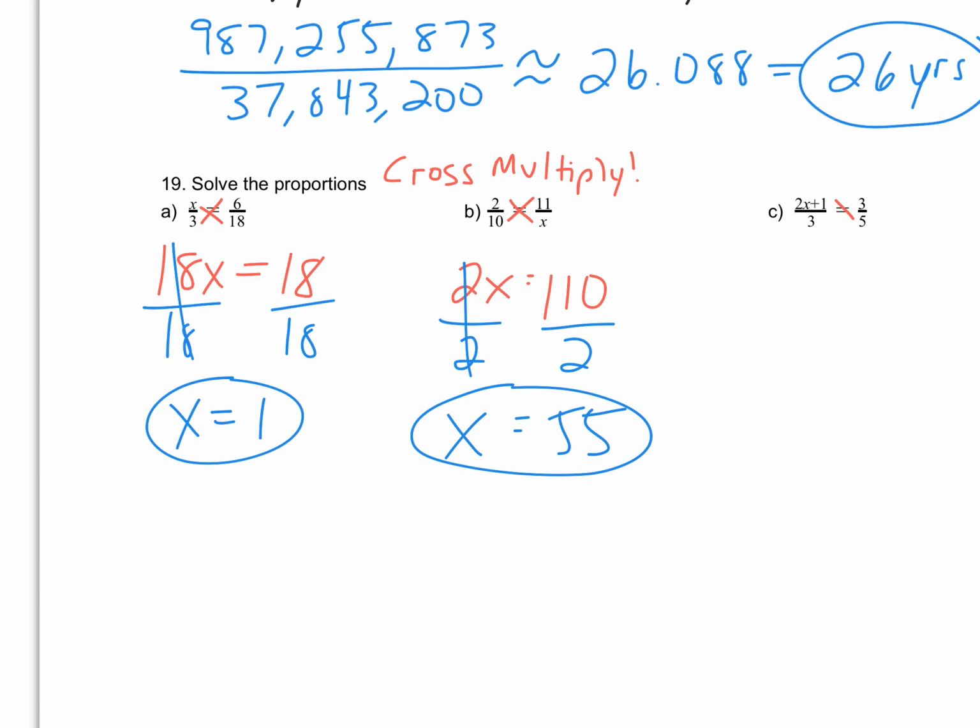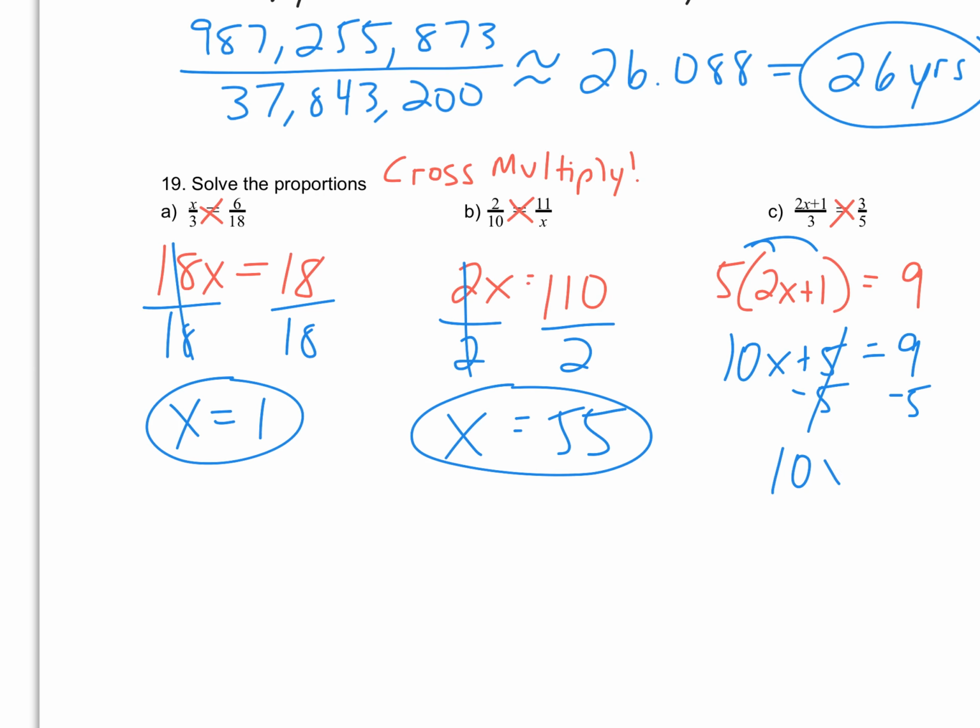Last one here, it's 5 times 2x plus 1. Make sure you have that in parentheses. 3 times 3, which is 9. So I have to do a little distribution first. 10x plus 5 equals 9. I'm going to subtract the 5. I'm going to divide by 10. So x equals 4/10. Or if I take a 2 out of the top and the bottom, it's the same thing as 2/5.